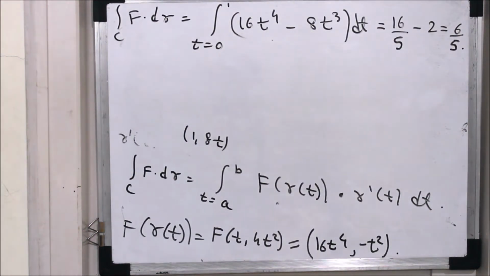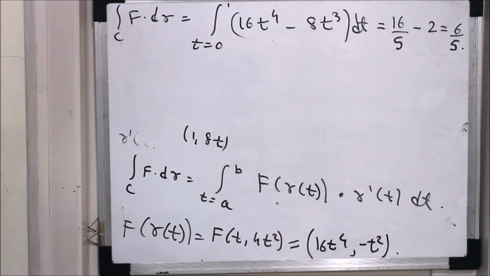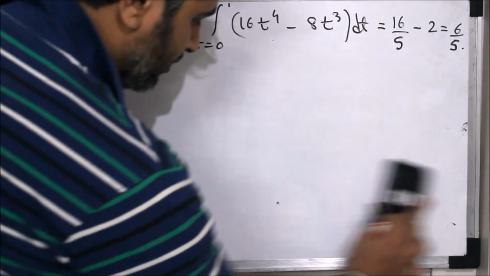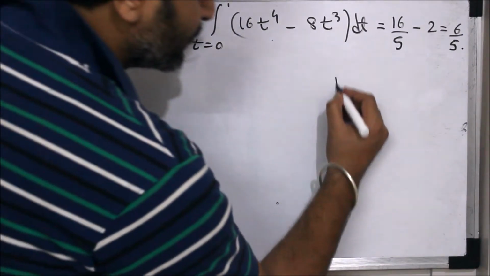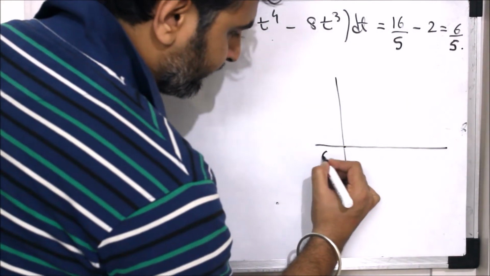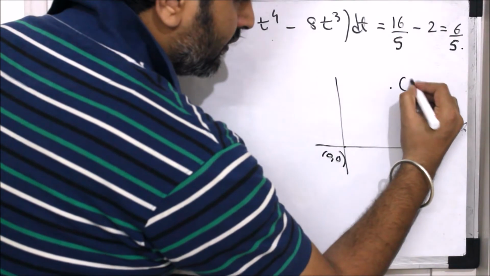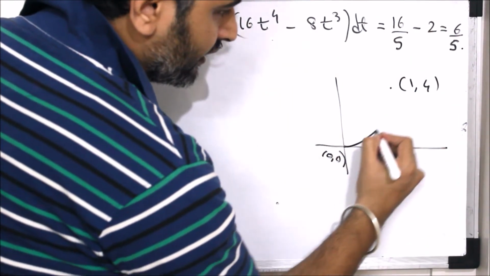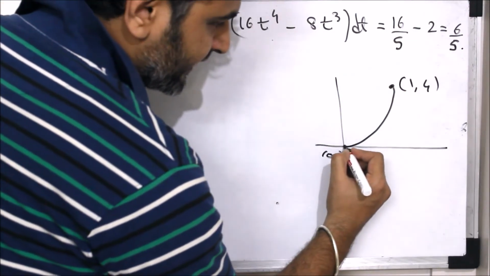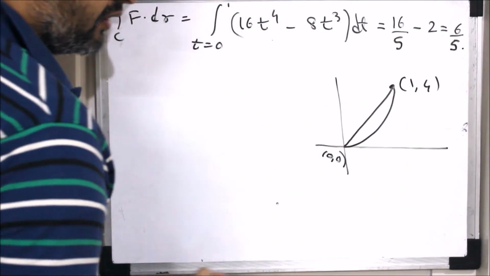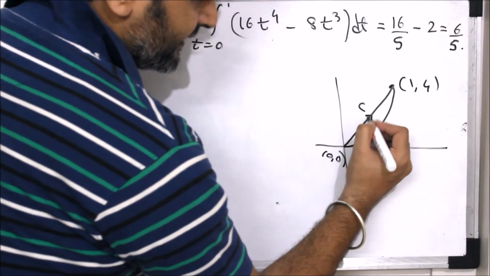If I go from 0, 0 to 1, 4 through a parabolic path. Okay, now what if I change my path? So instead of choosing a parabolic path, initially we went through a parabola, but instead of taking a parabolic path, let's take a straight path. So let's do along this path C.